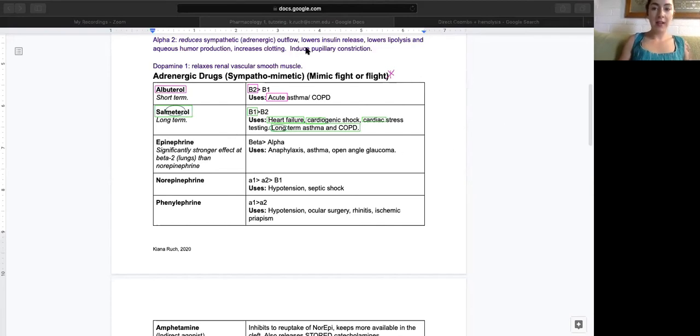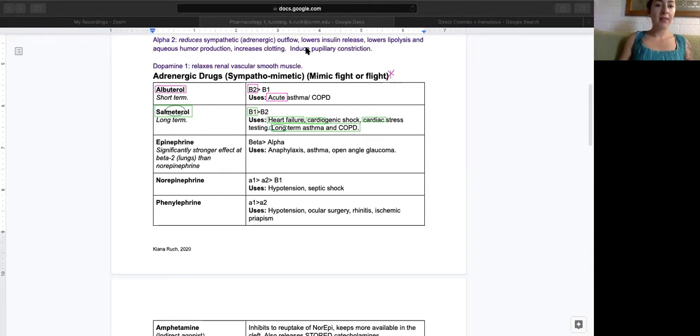Epinephrine. Epinephrine is a catecholamine. Prefers beta over alpha receptors. It's useful in anaphylaxis, so if someone's having an allergic reaction, you would use an EpiPen, epinephrine, asthma, or open-angle glaucoma.